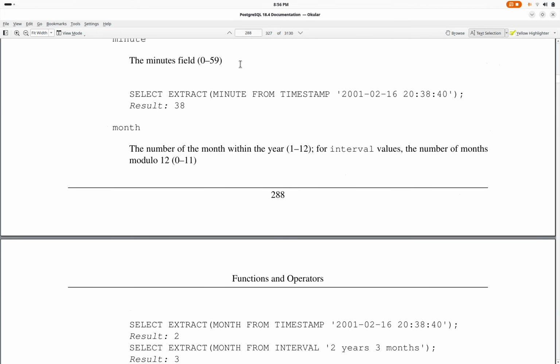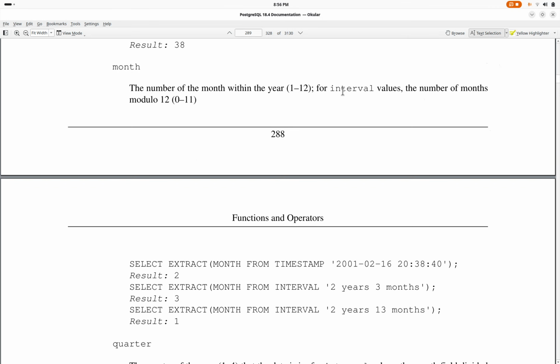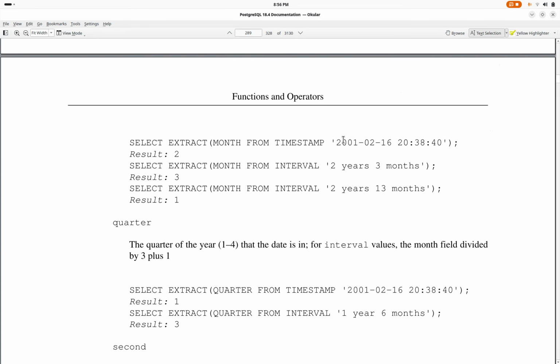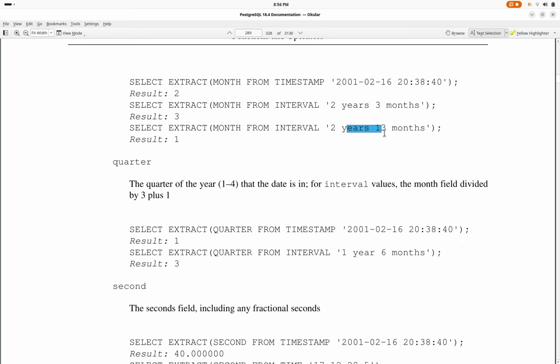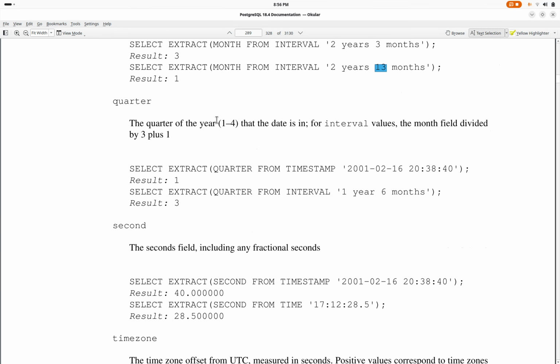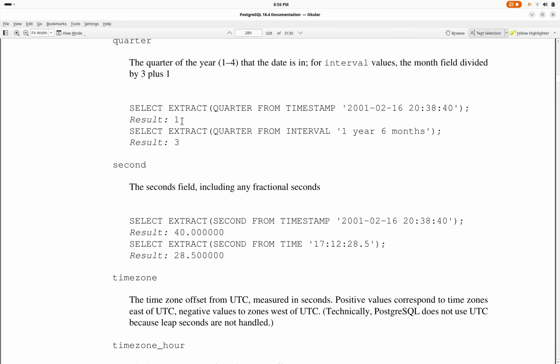Then we have minute, which is 0 to 59, so 38 is the output. Then we have month, from 1 to 12; for interval values, the number of months modulo 12. So here it is 2, and here it is 3, and here it is 1, because 13 modulo 12 is 1. Then quarter is 1 to 4, so the month field is divided by 3 plus 1. So 2 divided by 3 plus 1 is 1, and here 7 divided by 3 is 2, plus 1, 3.